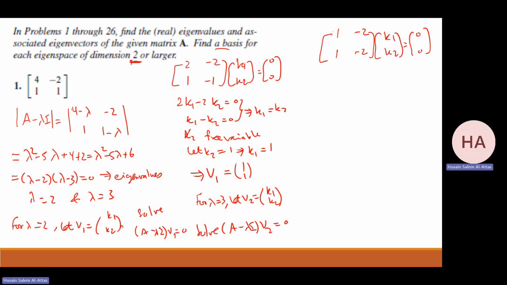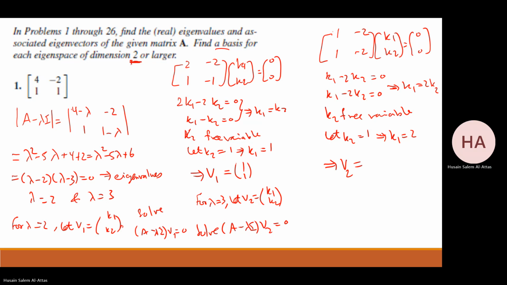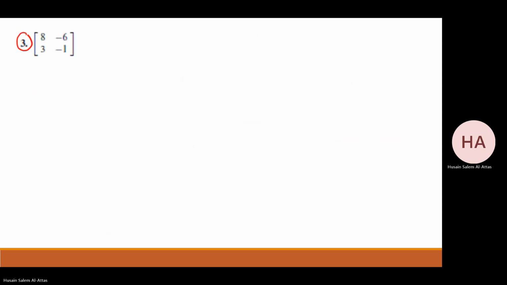So I have K1 minus 2K2 equals 0. So I have K1 equal to 2K2. So K2 is a free variable. So I need K2 to be 1. So K1 equal 2. So what is V2? V2 is 2, 1. That's it. Okay. Question 3.